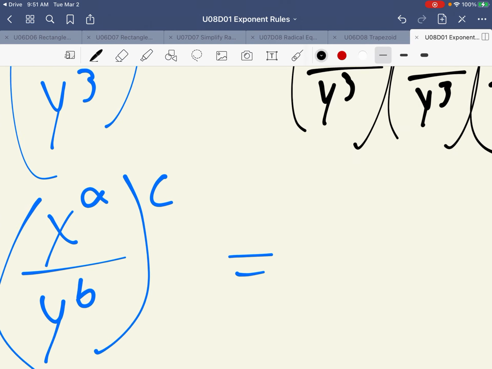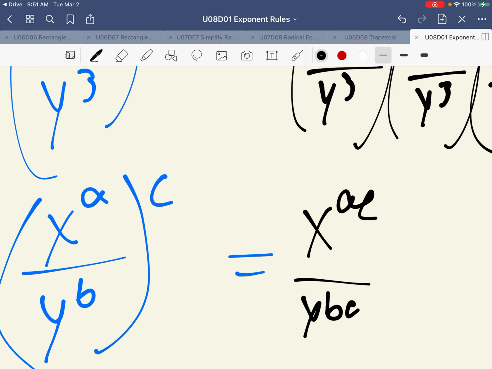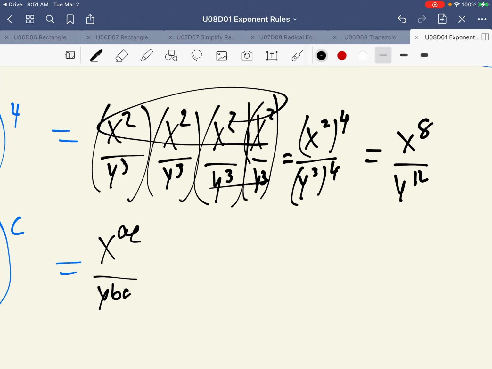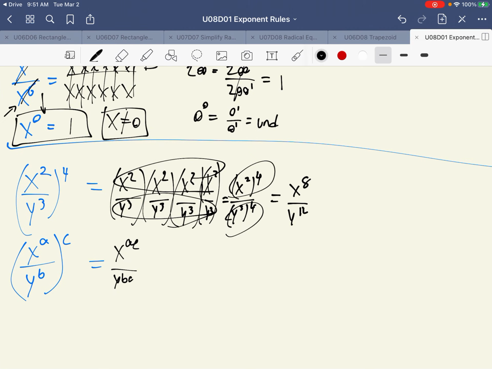In other words, we're going to apply the power rule to both the numerator and the denominator. So this would become x to the AC and y to the BC. If we were to finish this example up, we would get x to the 8th and y to the 12th. And that's from adding all of these and adding all of these, or simply multiplying.